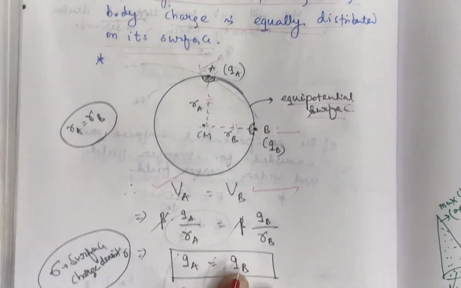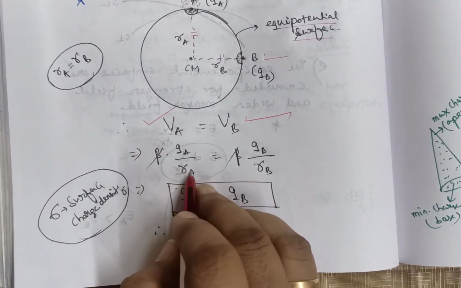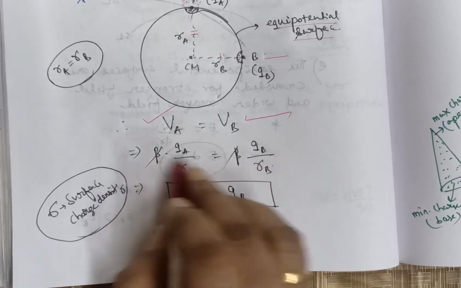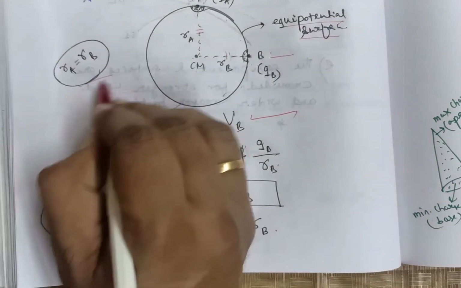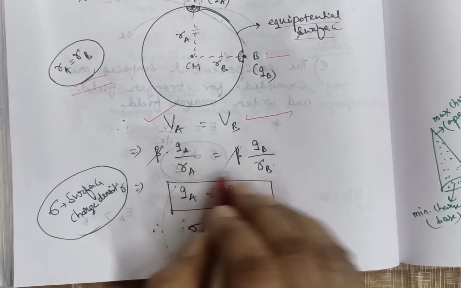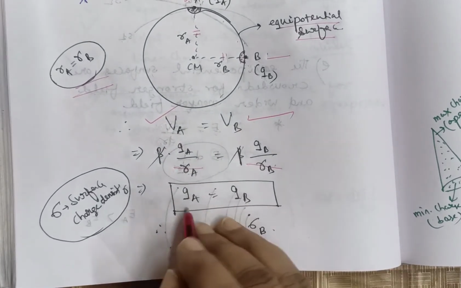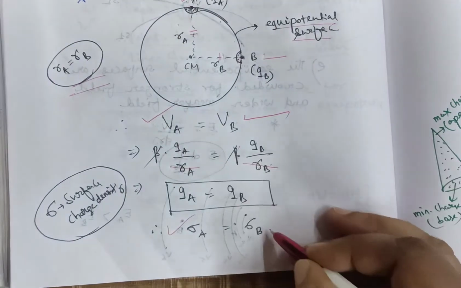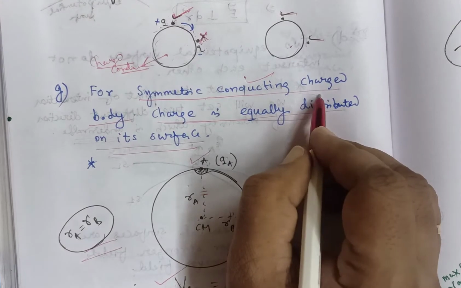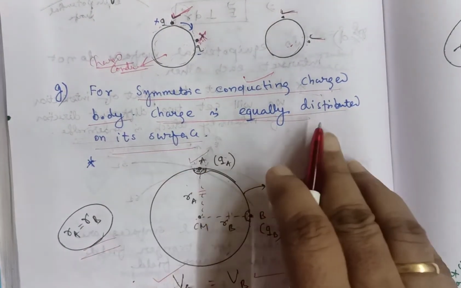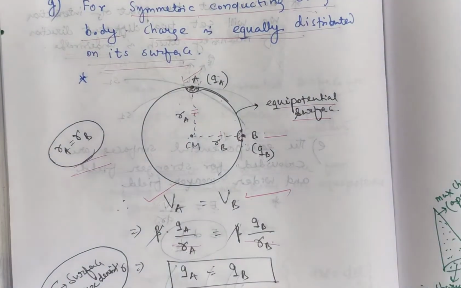This is the first line. Then you put the formula of potential: k QA by RA equals k QB by RB. Here k, the proportionality constant, cancels out. As RA is equal to RB for a symmetric conducting body, these also cancel out. So QA is equal to QB. That means the surface charge density at A is equal to the surface charge density at B. So what the statement says is correct. For a symmetric conducting charged body, charge is equally distributed on its surface. This can be proved in this manner; you should remember.